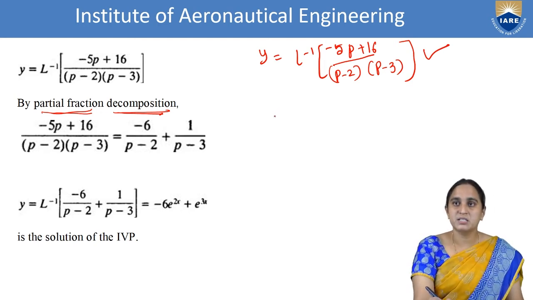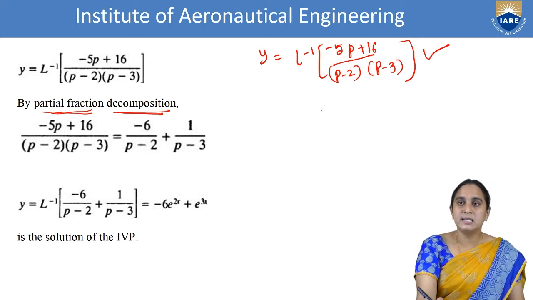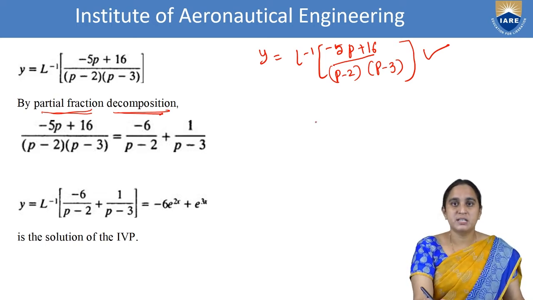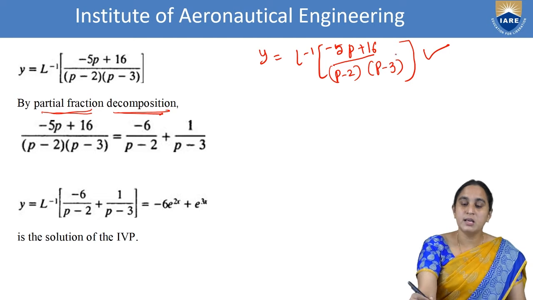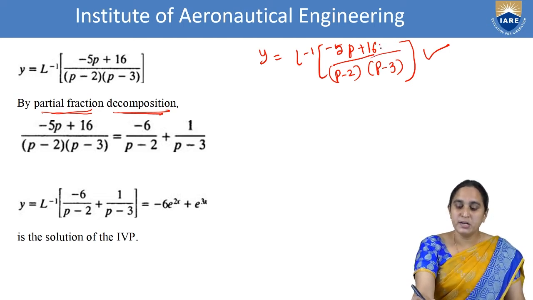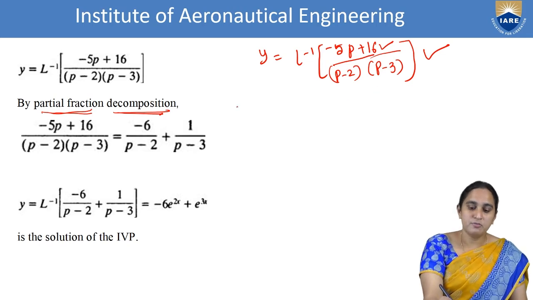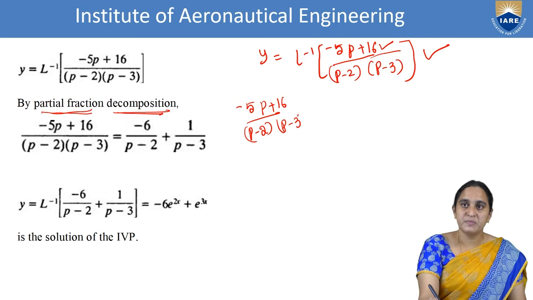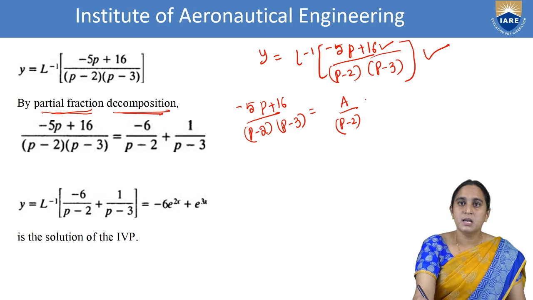When using partial fractions, if the numerator degree is less than the denominator degree, then we use partial fractions. Here the numerator degree is 1 and the denominator degree is 2, that means 1 is less than 2. For that case, apply partial fractions to the given form: (-5p + 16) / ((p - 2)(p - 3)) is equal to A/(p - 2) + B/(p - 3).